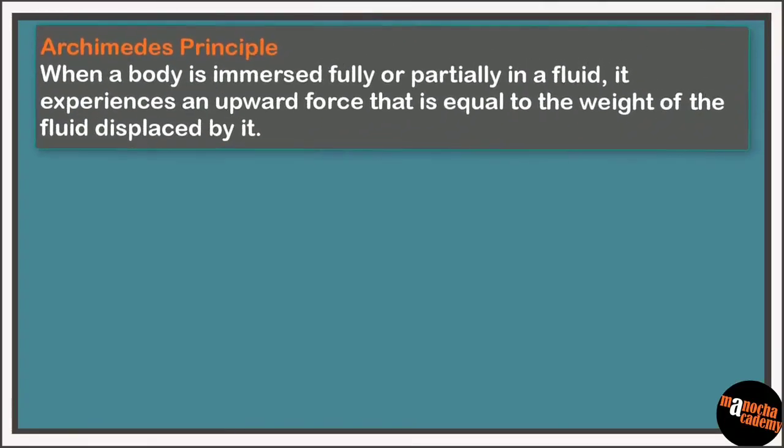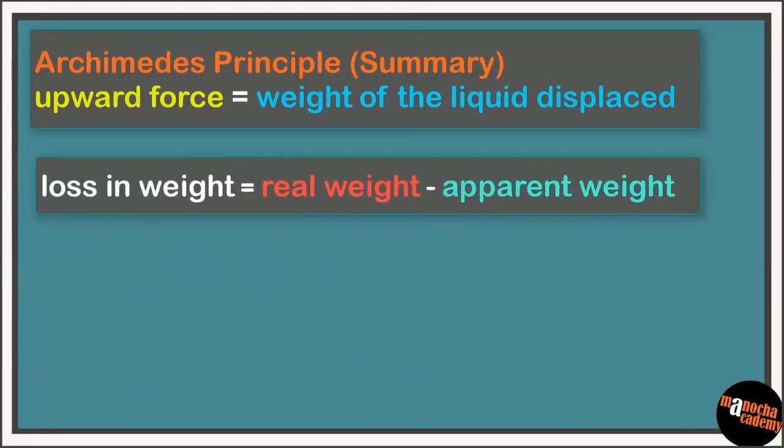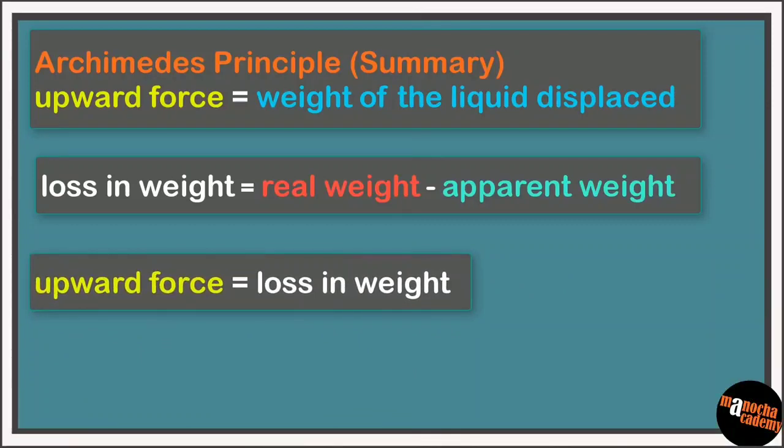So let's place Archimedes' principle on our concept board. We can summarize his principle as upward force is equal to the weight of the liquid displaced. We also saw in this video that the loss in weight of the body is equal to the real weight minus the apparent weight. And this loss in weight was used to measure upward force, since upward force and loss in weight are equal.